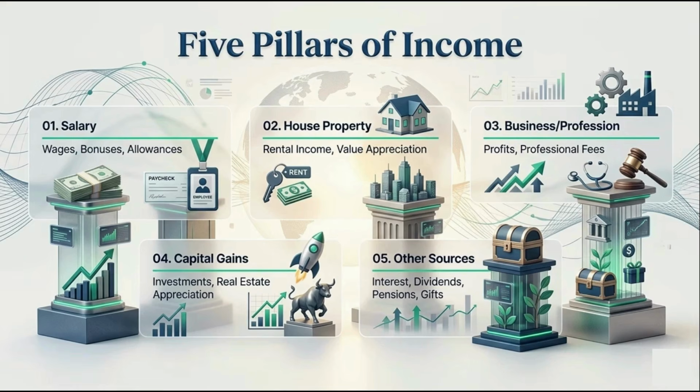First one is salary, your monthly job income, which includes wages, bonuses, and allowances. The second one is house property, that is rent from your house, rental income, value appreciation of your property. The third one is business or profession, the profit which you earn from your business or the professional fees which you take from your profession. The fourth one is capital gains. It includes investment, real estate appreciation, profit from stocks, land, everything. The fifth one is other sources. That includes interest, dividends, pension, gifts, and all.